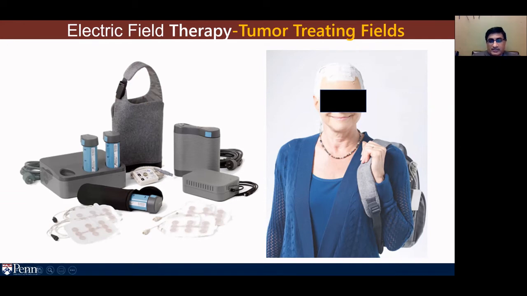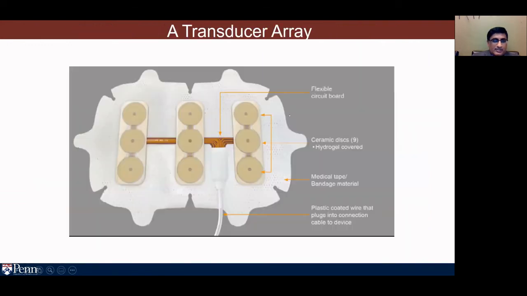As you can see here, these are two pairs of transducer arrays, which are placed on the shaved skull close to the tumor. One pair is positioned in the right-left direction, and one pair is positioned in the anterior-posterior direction. And these are the different batteries which are used to charge the transducer arrays. So this is one particular example of the transducer arrays here.